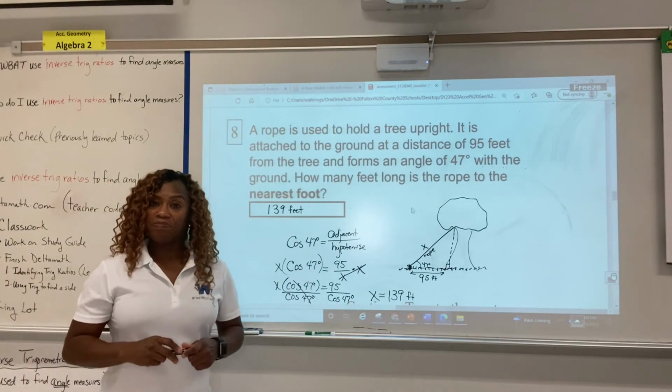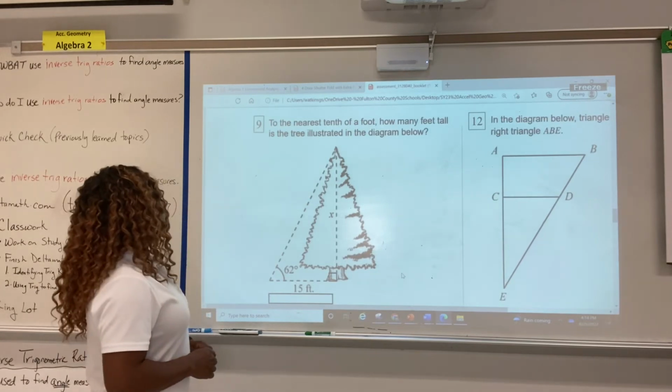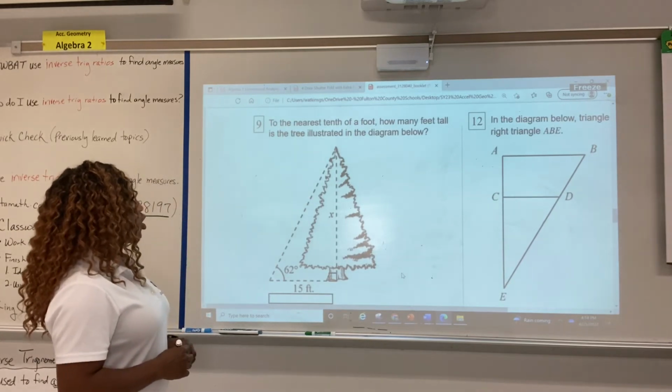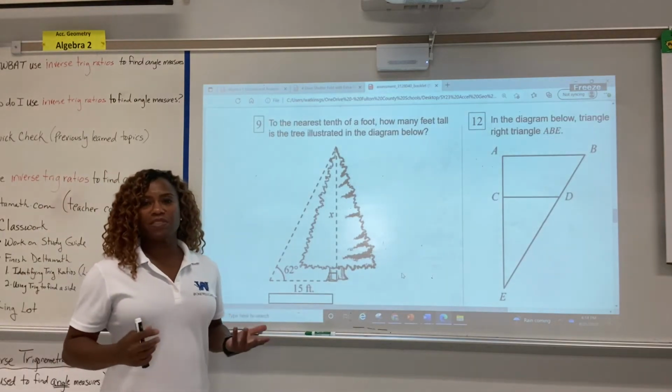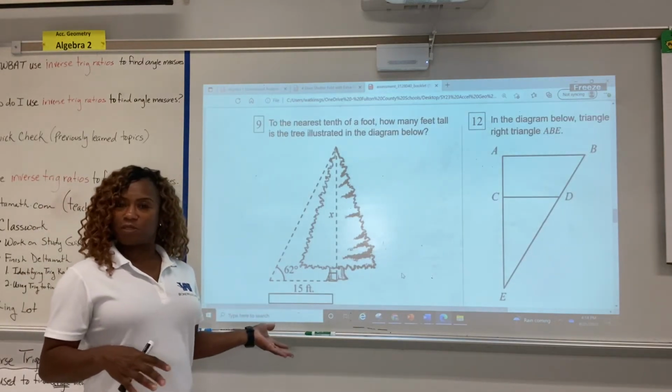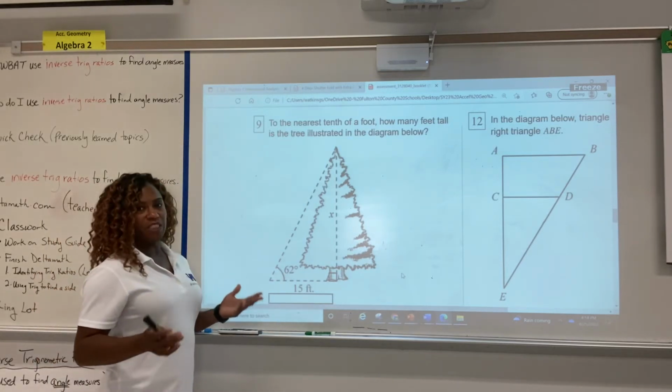Let's do number 9. So here's number 9. To the nearest tenth of a foot, how many feet tall is the tree illustrated in the diagram below? This is similar to the previous problem, except here they give us a diagram, so we don't have to try to draw our own.